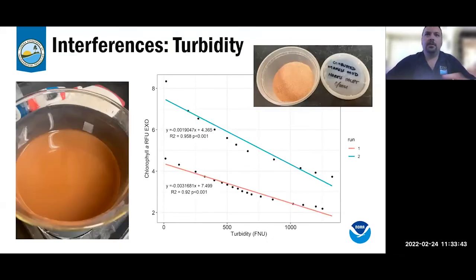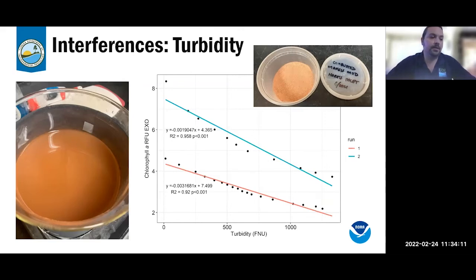So here I've tested the effect of increasing turbidity on the sensor's chlorophyll fluorescence output. We needed to serially increase the concentration of suspended solids and note the resulting response from the sensor. On our graph here, on the x-axis, I have the turbidity, or the amount of suspended sediment within the water, and on the y-axis, I have the chlorophyll sensor readings in RFU.